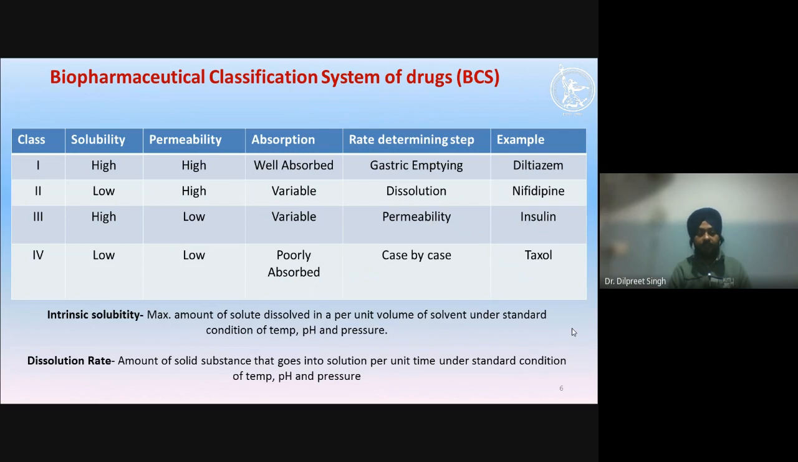In definition, the intrinsic solubility is basically the maximum amount of solute that dissolves in a per unit of solvent under standard conditions of temperature, pH, and pressure. The dissolution rate is basically the amount of solid substance that goes into solution per unit time under standard conditions of temperature, pH, and pressure.